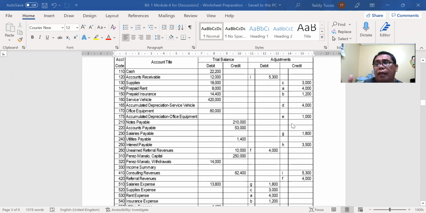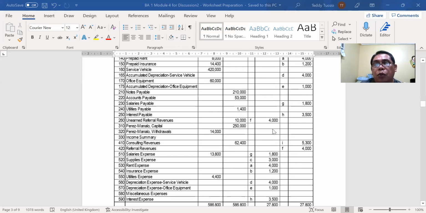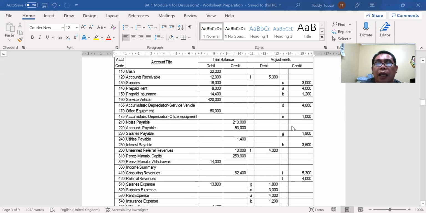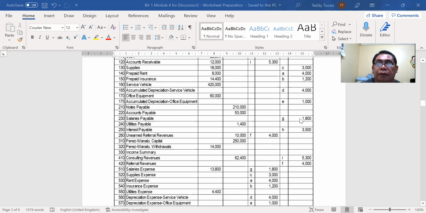So if you have already this one, kung doon na ijo ini na adjustments, dali ra kanidyo paghimo nan formal na adjusting journal entries, which is step number 7. So letter E aton sa depreciation na sub for the office equipment. So debit to depreciation expense office equipment na 1,000 and credit to accumulated depreciation office equipment for 1,000.